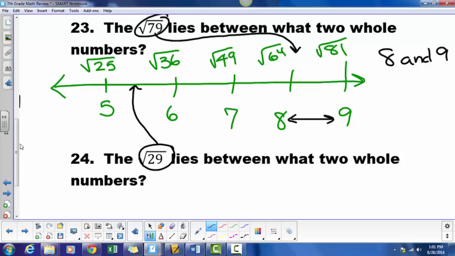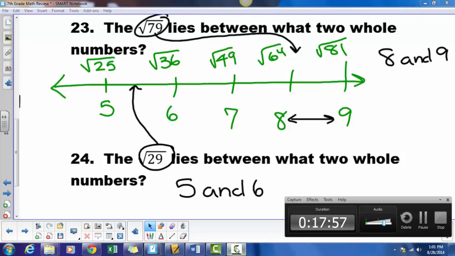Let's look at this one below. The square root of 29 lies between what two numbers? Well, the square root of 29 is about right here, and so that lies between the two numbers 5 and 6. All right.